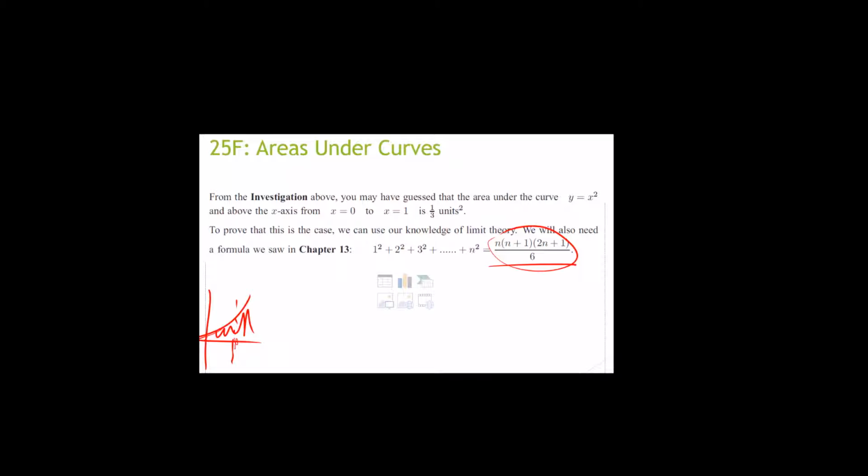And to do that, we're going to need a couple of things. We are going to need our knowledge of limit theory, but we're also going to need this formula or things that are similar to this. So, for example, we've looked at the parent function of a quadratic a lot. And what we're doing now is we're trying to find the area between the function and the x-axis. How would we find the value of that area? So let's take a look here.